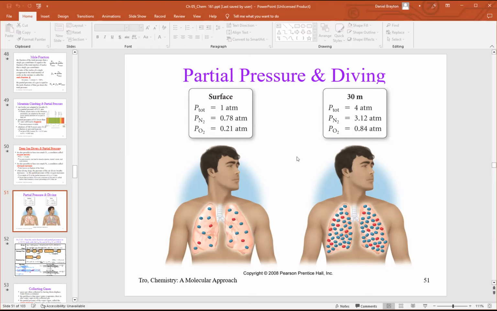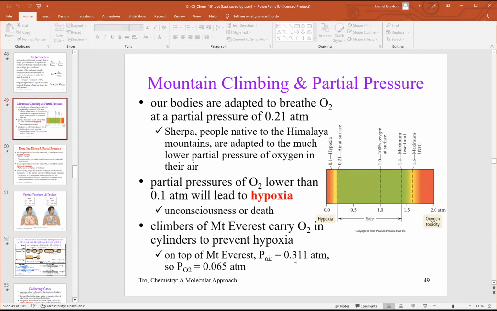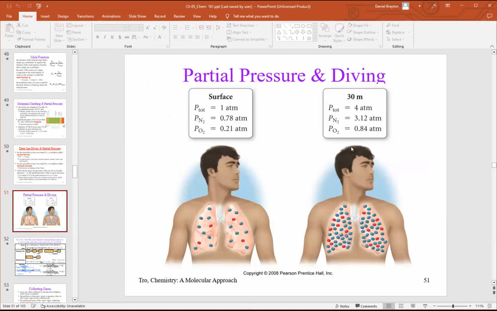Okay. So at Mount Everest, the total is lower. It's 0.31. So 0.31 times 0.21 is 0.065. Here the P total is smaller, but we still multiply it by the same mole fraction. And here P total is larger than what we're used to, but you still multiply it by the same fraction, and then you'll get the pressure of that contributing gas, whatever it is, nitrogen or oxygen. Okay, I think I got this. This one makes more sense now.